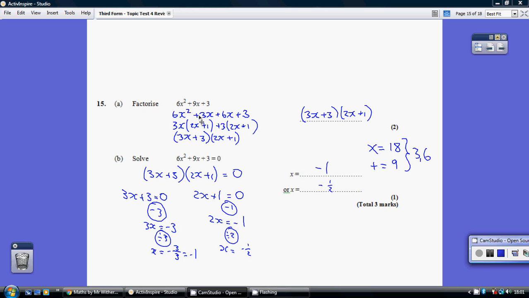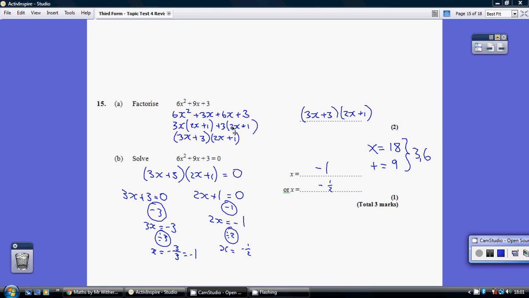Now our first line of workings just takes this problem from being 3 terms to 4 terms. So we've still got our 6x squared and our 3. We just break the 9x down to a 3x and a 6x, or the other way around, you get the same final answer, but I've gone 3x and 6x, so 3 terms to 4 terms.